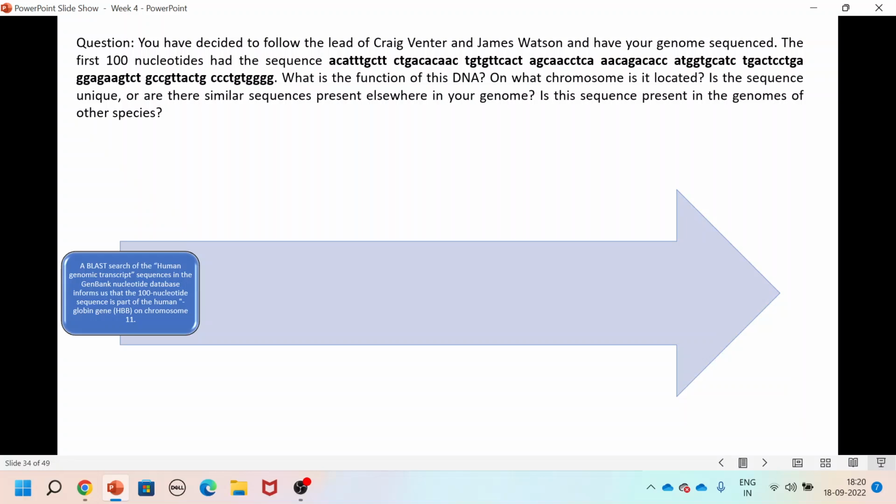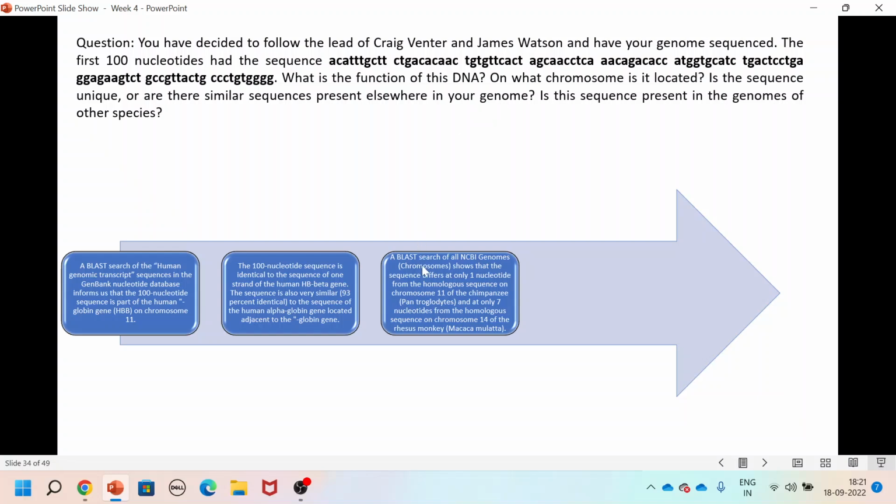Firstly, we find on what chromosome it is present. Next, we also find the function, that it is a human globin gene, and then we can further study the function of this gene. The next point is that the 100 nucleotide sequence is identical to the sequence of one strand of the human beta globin gene. The sequence is also very similar to another gene, the human alpha globin gene, which is located adjacent to the beta globin gene. Therefore, we get the answer that the sequence is not unique. There are similar sequences which are also present in our genome.